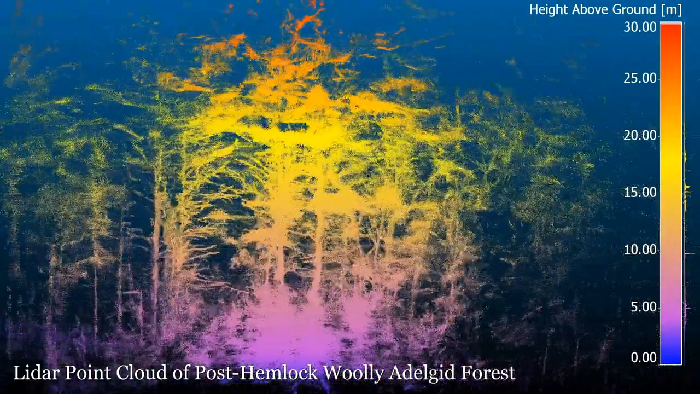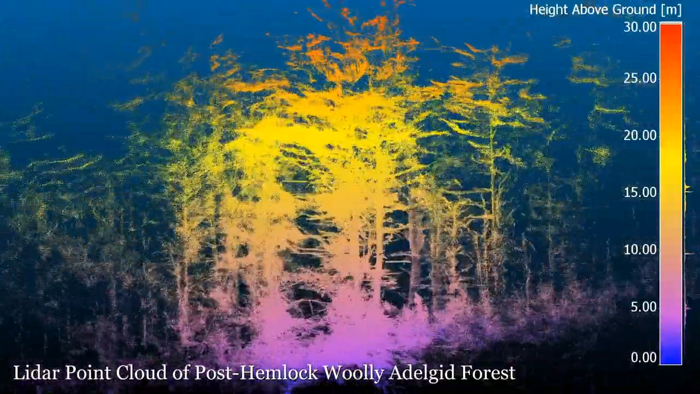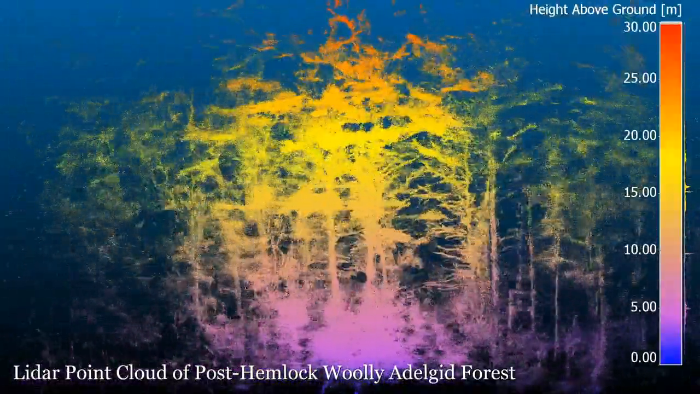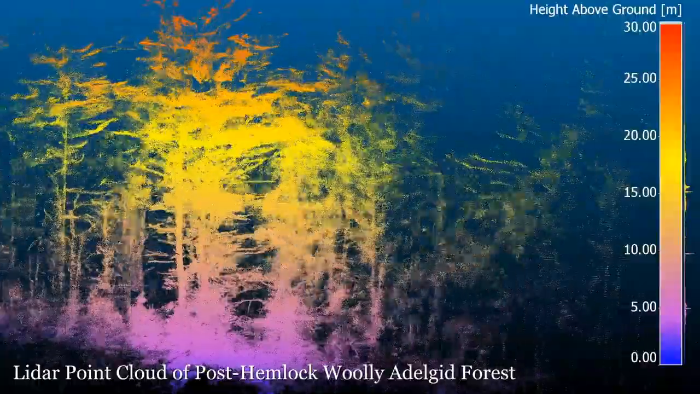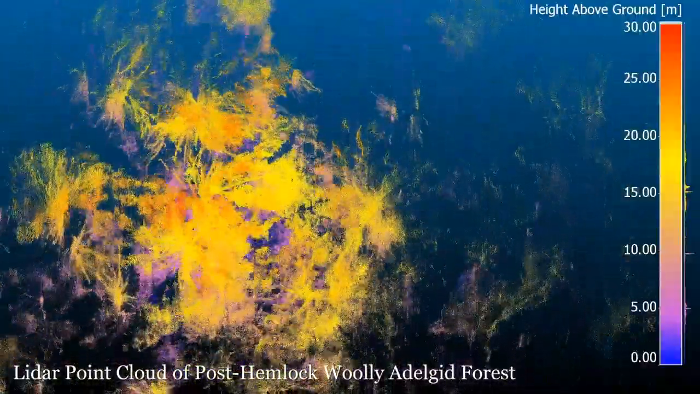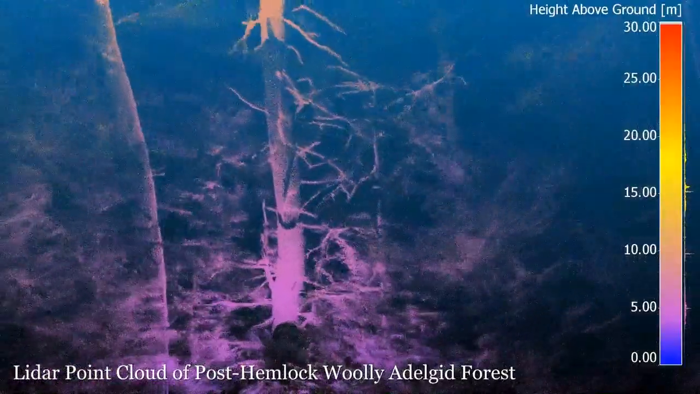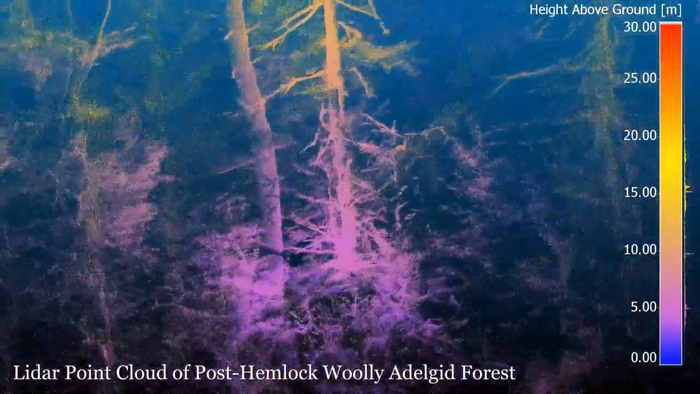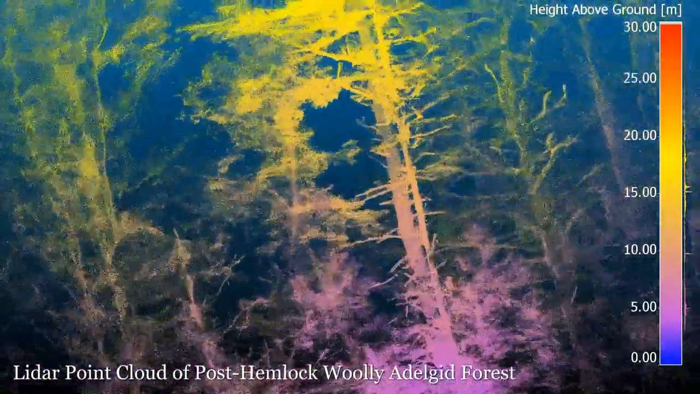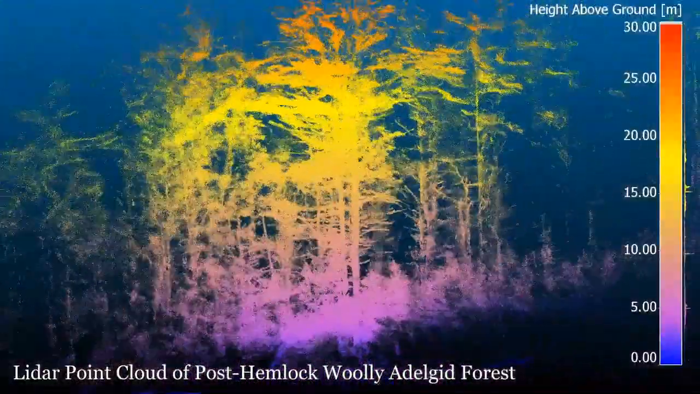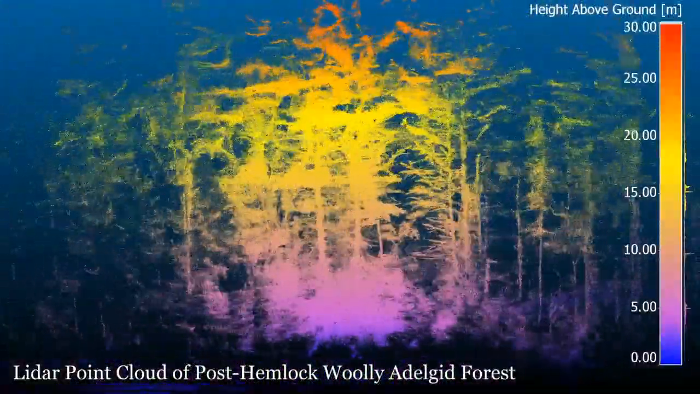This animation shows a LIDAR point cloud created using multiple ground-based LIDAR scans stitched together and color-coded by height above ground. The hemlock woolly adelgid damages trees from the ground up, leaving a brighter, more open understory. These LiDAR scans were taken at Harvard Forest, where long-term experiments are simulating post-hemlock forest dynamics.